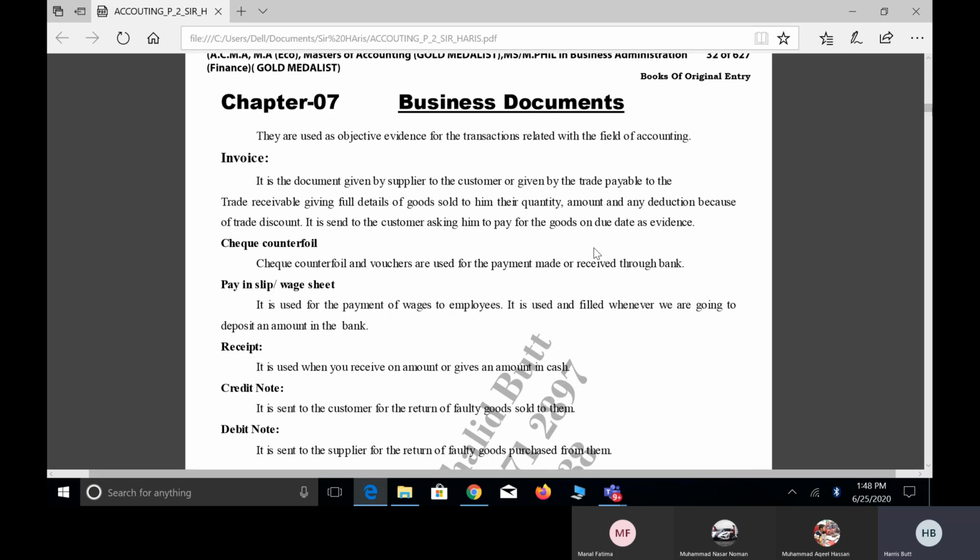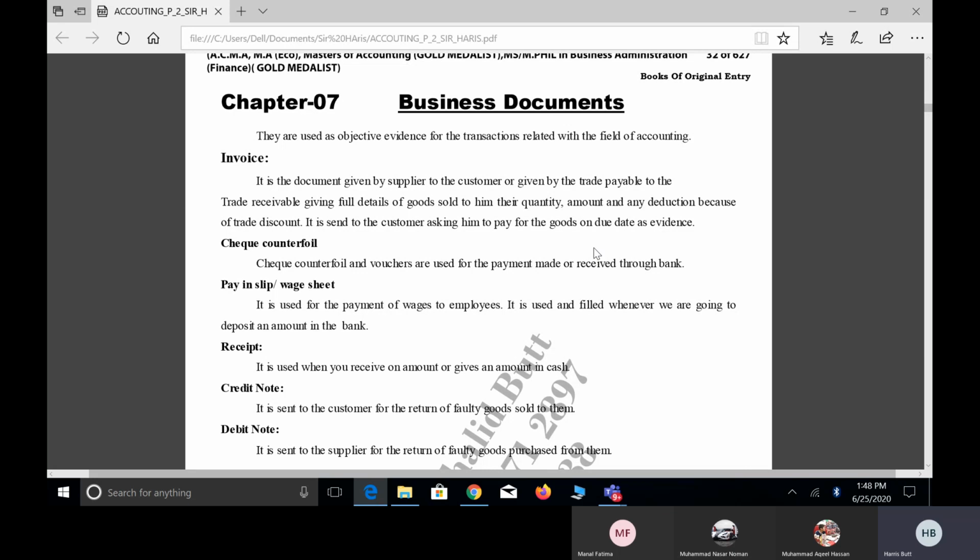So in accounting, for every transaction, you should have evidence so that it can be used later on to save you from any kind of confusion. All business documents are used as objective evidence for transactions in the field of accounting. As a business accountant, the first one is invoice.